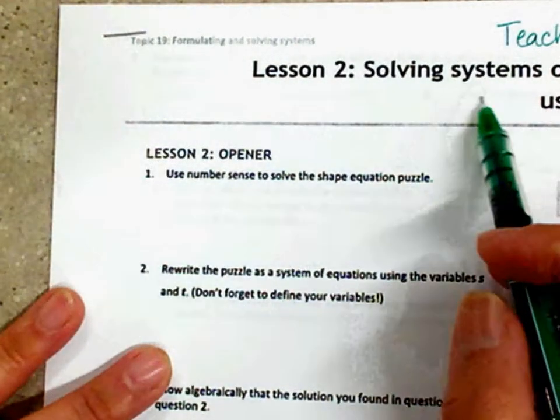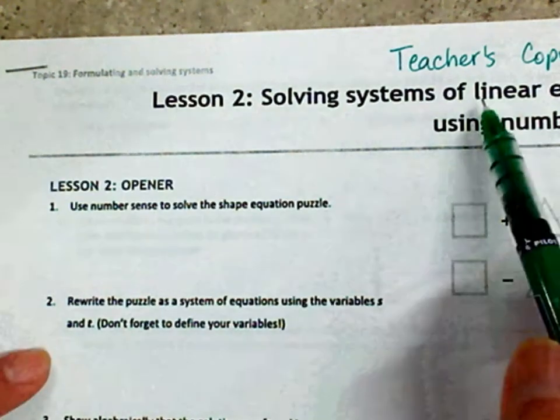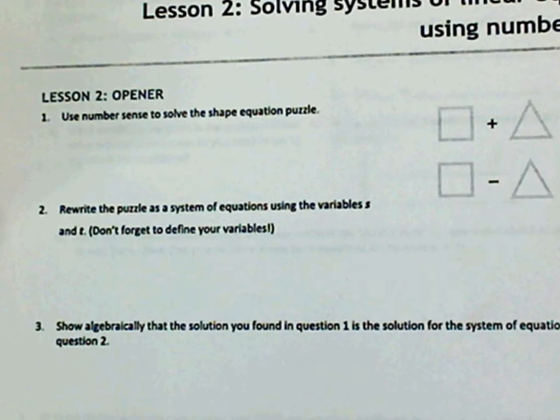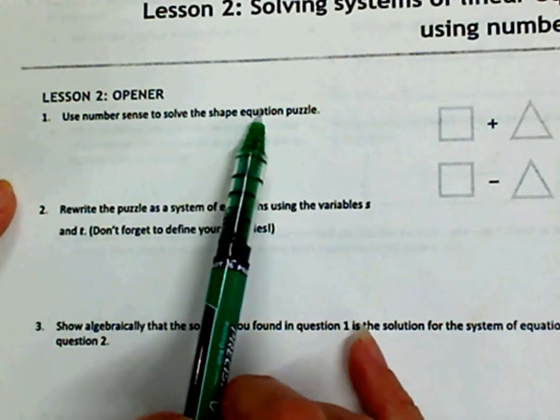So remember what I said about a system? It's called a system because you have more than one equation, and all of these are lines. So let's go ahead and start with today's opener. Number 1, it says, use number sense to solve the shape equation puzzle.